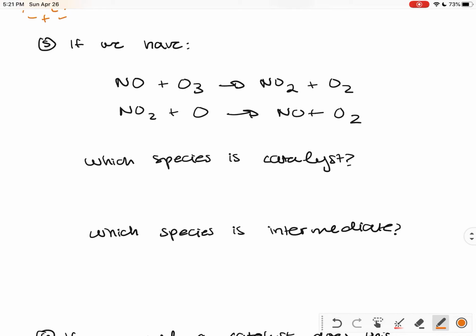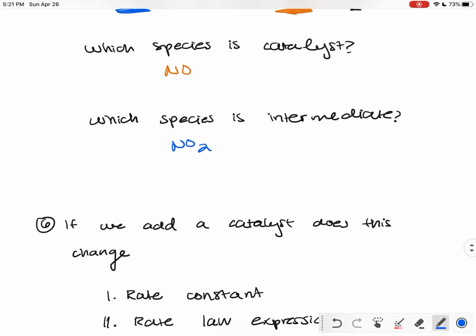Okay. This one, hopefully you guys remember. Things are a catalyst when they first show up in the reactants and then show up in the products. So NO would be an example of a catalyst, and an intermediate first shows up as a product and then as a reactant, so NO2 would be an intermediate.